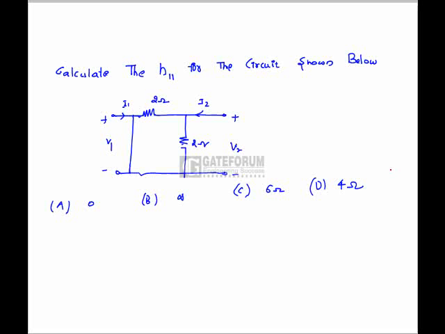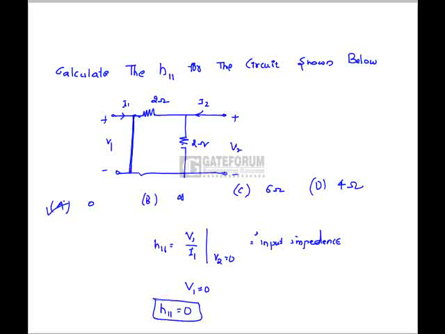The question is to calculate H11 for the circuit shown below. The definition of the hybrid parameter H11 is V1 by I1 with V2 equal to 0. That means we have to calculate the input impedance. But see, the input side is short circuited, which means V1 is 0, hence H11 is 0. Hence option A is correct.